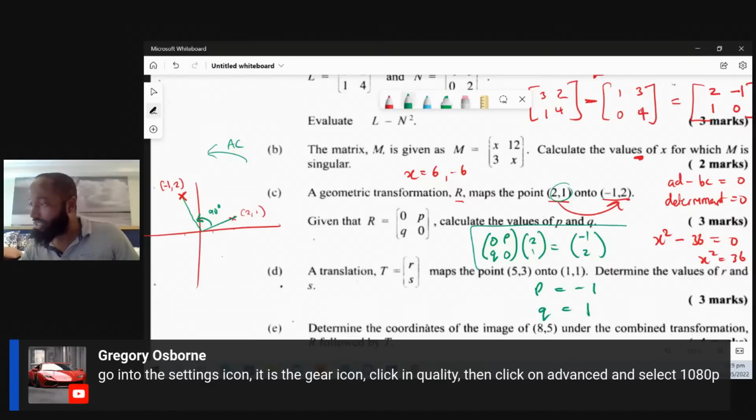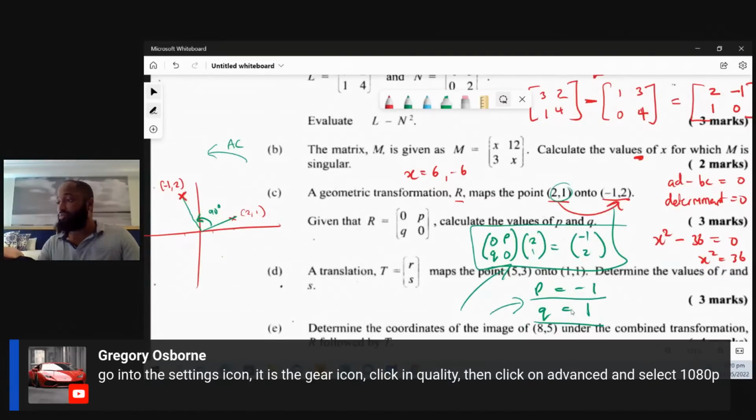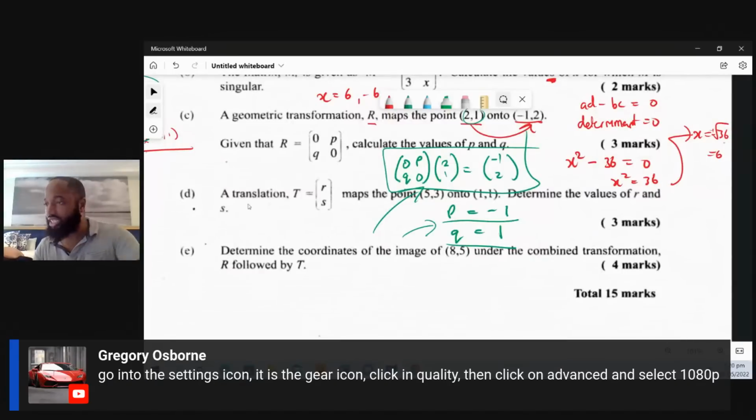Now you could show them this, and you could show them that you figured out the multiplication, and by deduction you were able to figure out what p and q is. But generally now they just really want you to state these things. A translation T. This is a translation, right? Meaning vector. This is a vector. This one is a matrix, a 2 by 2 matrix. This is a type of matrix too, a column matrix, but vector, right?